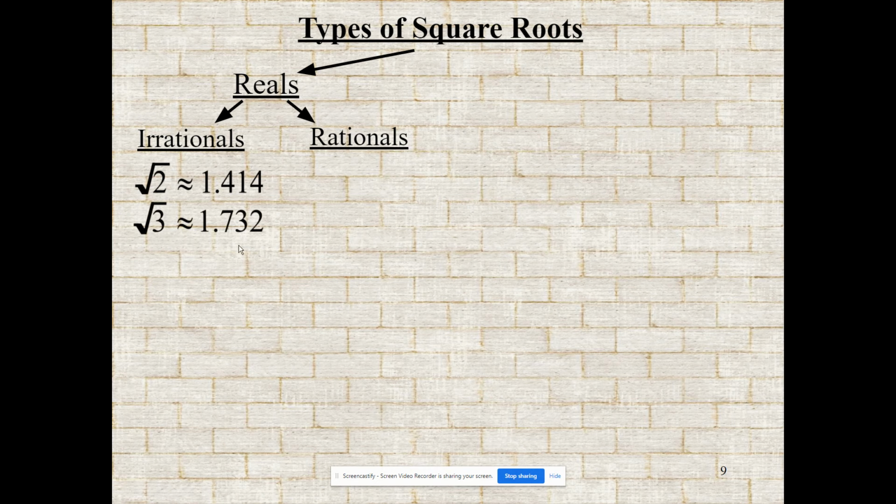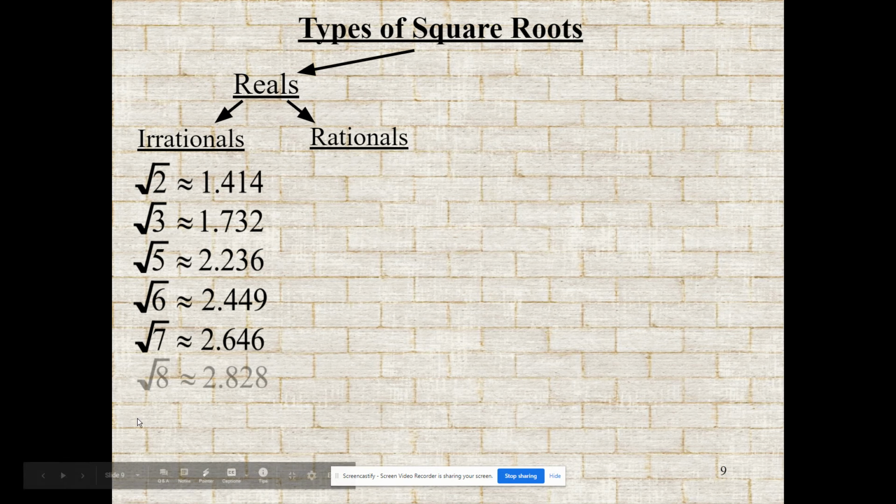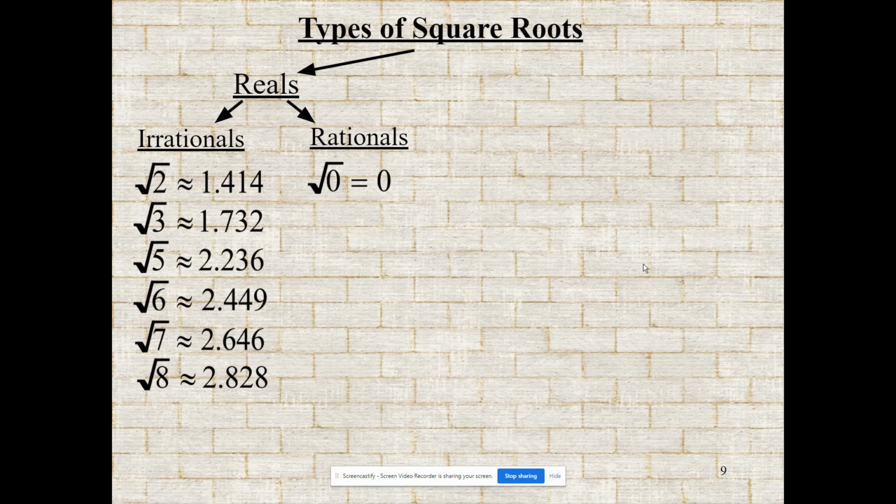Square root of 3, we come up with the same thing. Let's look at the square root of 5. And then we've got the square root of 6, square root of 7, square root of 8. These are all irrational square roots. So some square roots are rational, some square roots are irrational. The rational ones, we have the square root of 0, the square root of 1, the square root of 4, the square root of 9. These are all rational numbers.